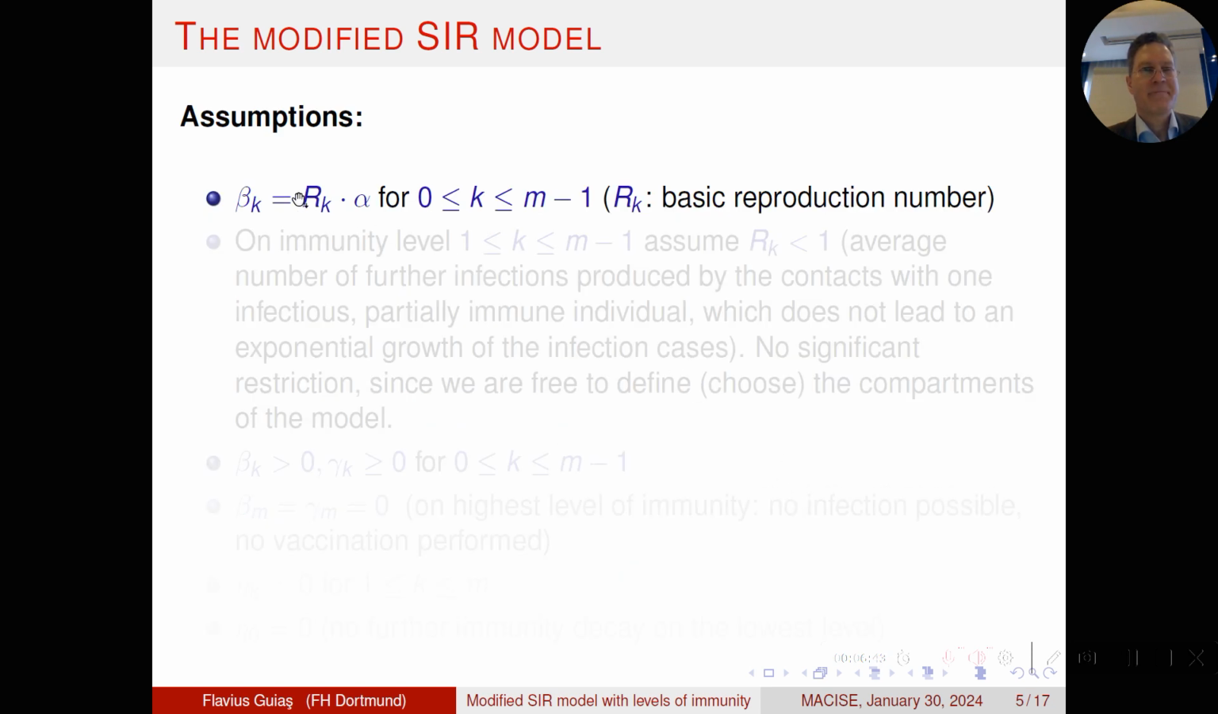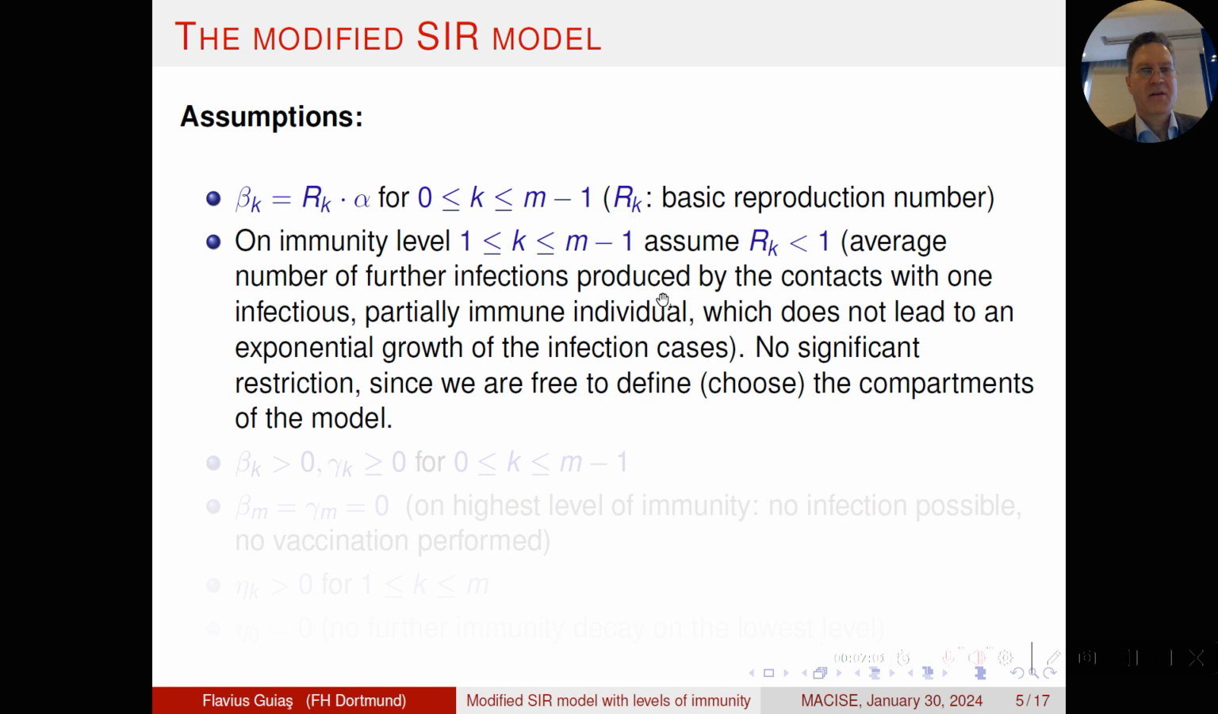Now let's make some assumptions. The beta k, these infection transmission rates, can also be written as a product of the basic reproduction number R_k times the factor alpha, which is the inverse of the average time spent in the infection state. Now, a further assumption which is important for the mathematical properties of the model: for the immunity levels between 1 and n-1, not the lowest level, not the highest level, we can assume that these basic reproduction numbers are less than 1.